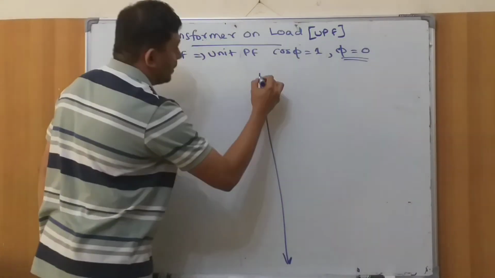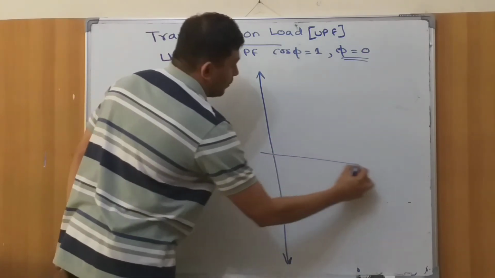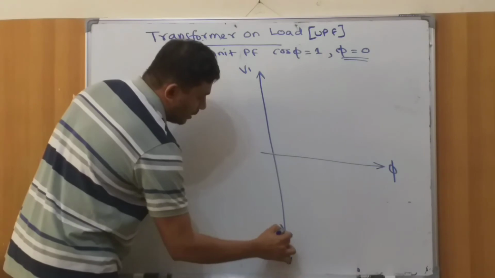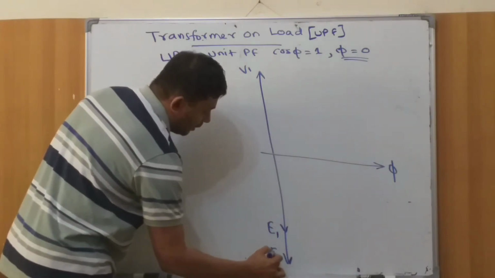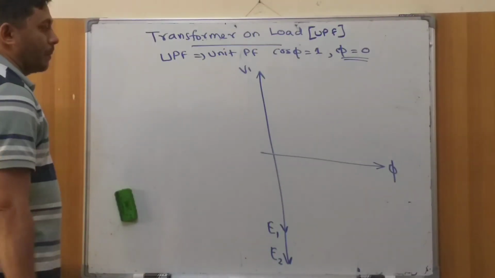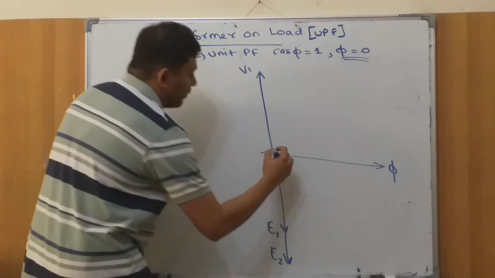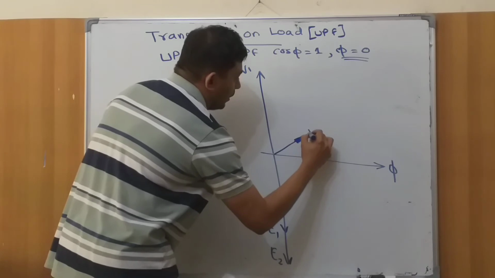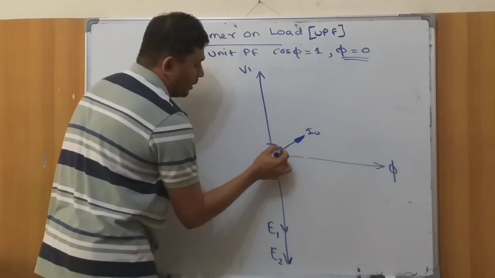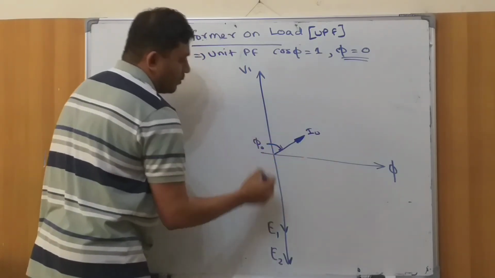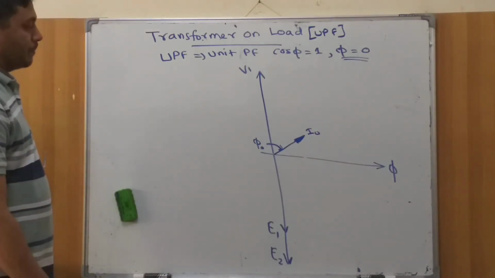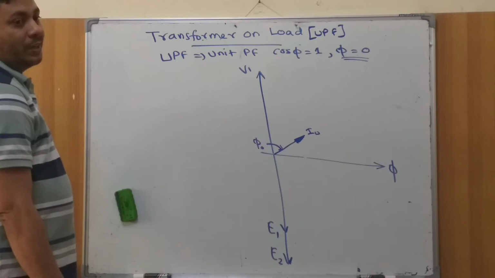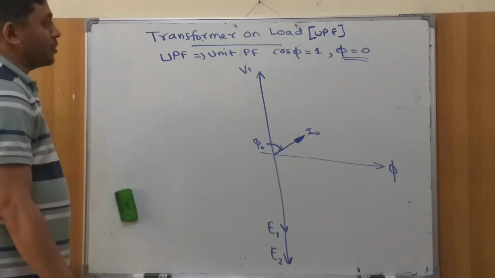So let us assume that this is our phasor diagram as we have said before. So here we have flux, here we have E1, and let's say that we have E1 and E2. And already we said we have a current I0, which is also called the no load current, with an angle of phi 0. Correct?